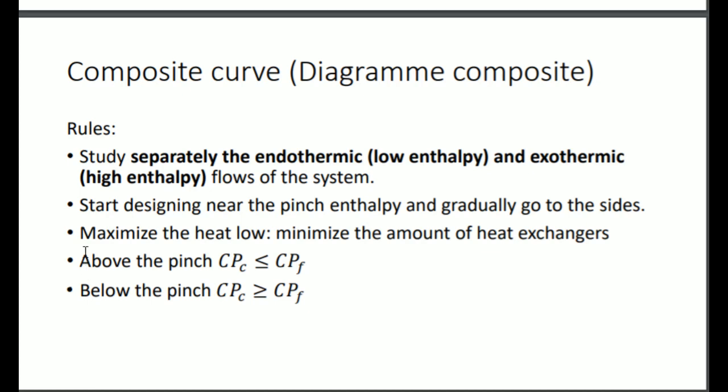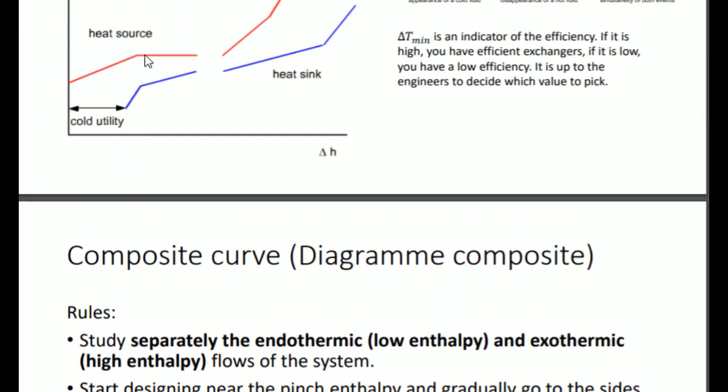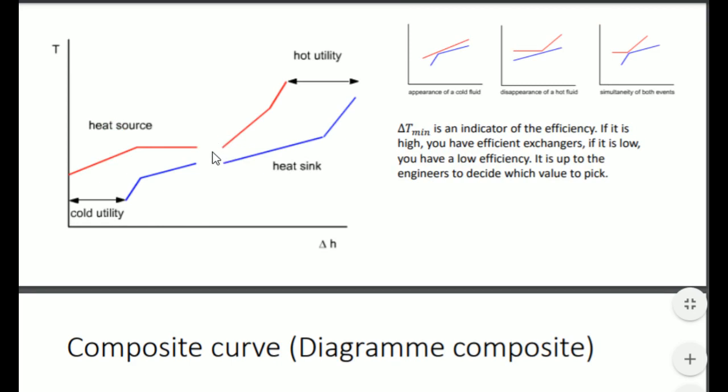And now we will try to maximize the heat flow. So we try to minimize the amount of heat exchangers, because each interval represents a heat exchanger. And what we will do is we will start from our pinch, and we will move it in two ways. In particular, these two segments are independent from each other. So you can either work with the above zone and then the below, or from the below to the above pinch.